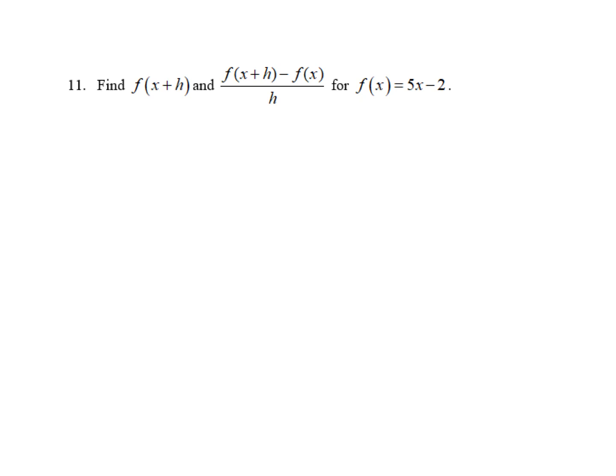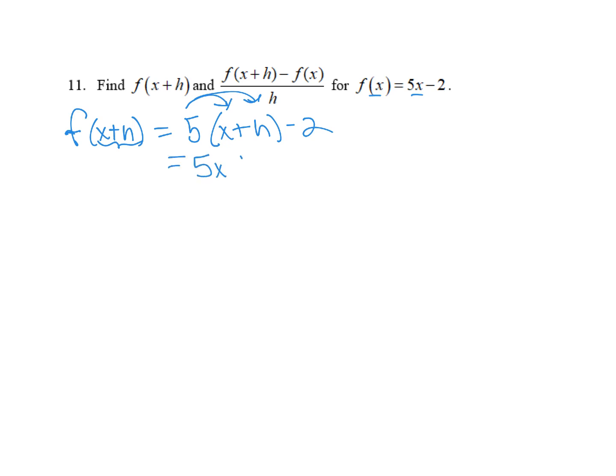So let's do one. Anytime you pick up a difference quotient problem, the first step is to just worry about finding f of x plus h. That means I'm going to plug x plus h into the x in my function. So my function is f of x equals 5x minus 2. When I'm trying to find f of x plus h, it becomes 5 times x plus h and then minus 2. So I'm going to distribute that 5. So f of x plus h is 5x plus 5h minus 2.